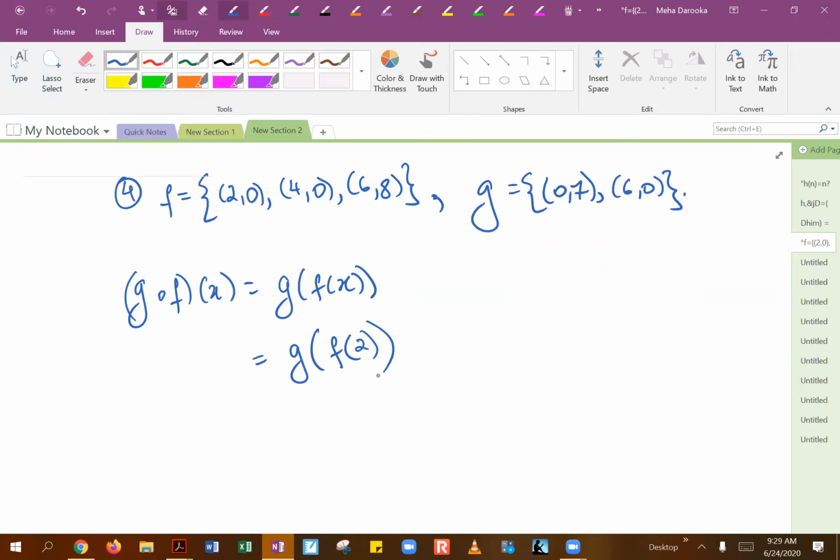So let's repeat that for our second f ordered pair. We've already done the 2, so let's move on to the 4 over here. That would be f of 4, and f of 4 gives us 0 as the y value. So f of 4 gives us 0, which means for g of 0, we go back to the g function, and again, looking at that same ordered pair, g of 0 gives us the answer 7.